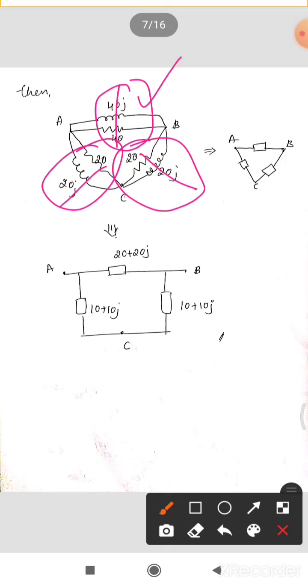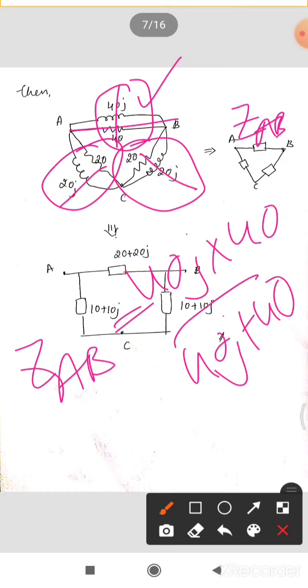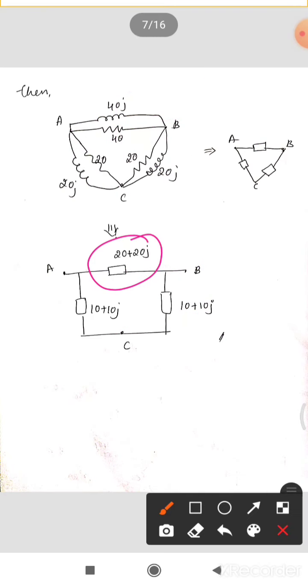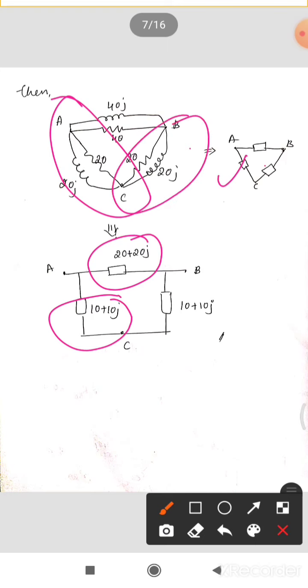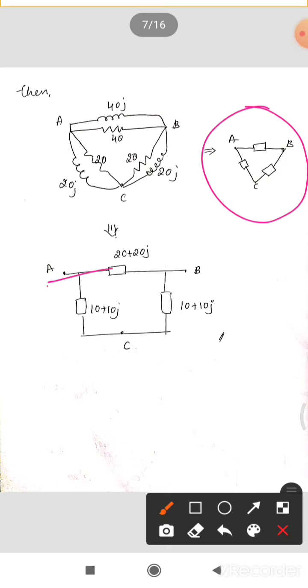Take that parallel combination of impedances, which is ZAB: 40j into 40 divided by 40j plus 40. If you do this, we get ZAB, which is 20 plus 20j. Similarly, between AC you can calculate ZAC, which is 10 plus 10j, and between BC, which is 10 plus 10j. Now this can be represented in this form: A, B and C, all in delta connection.